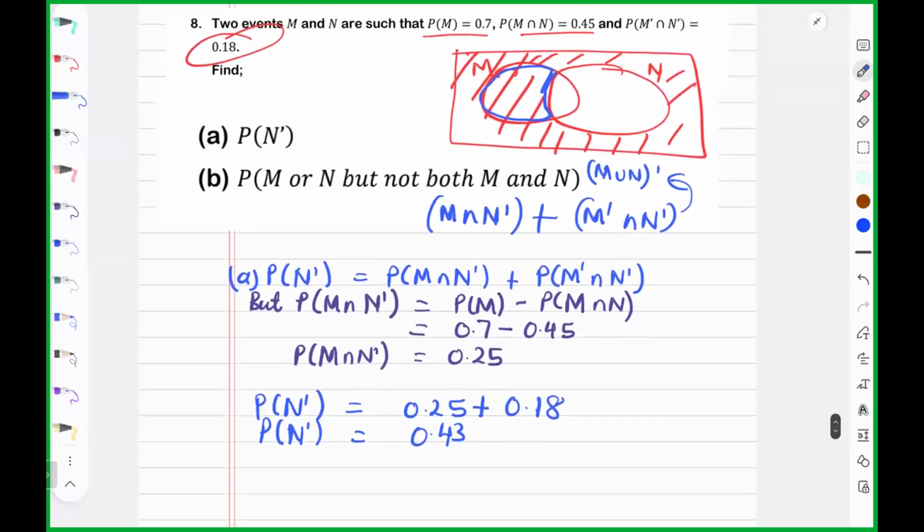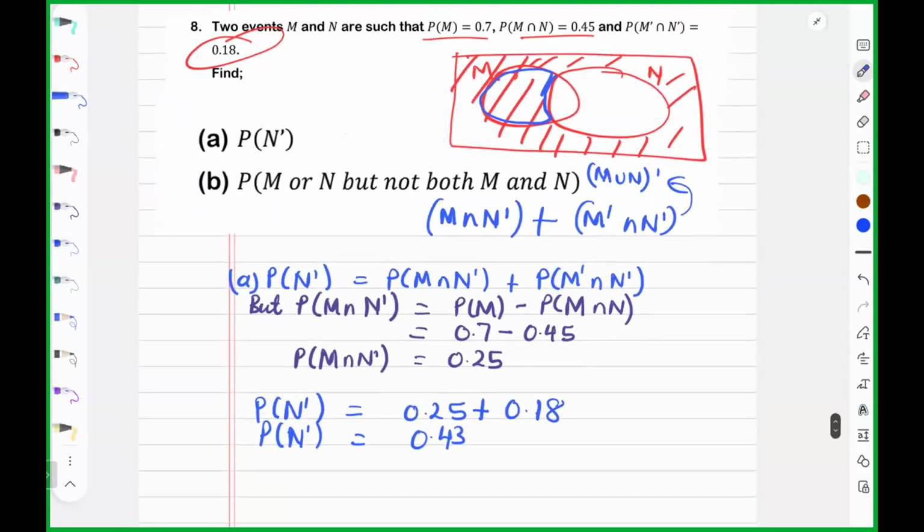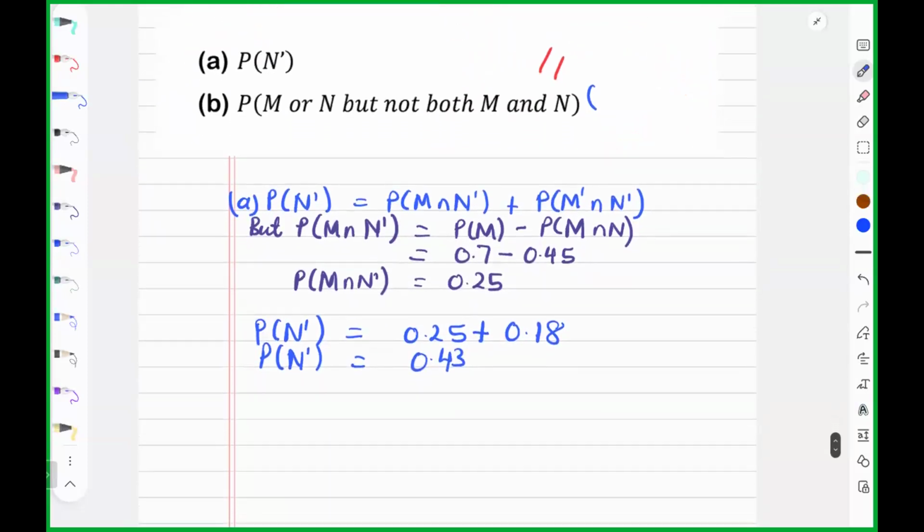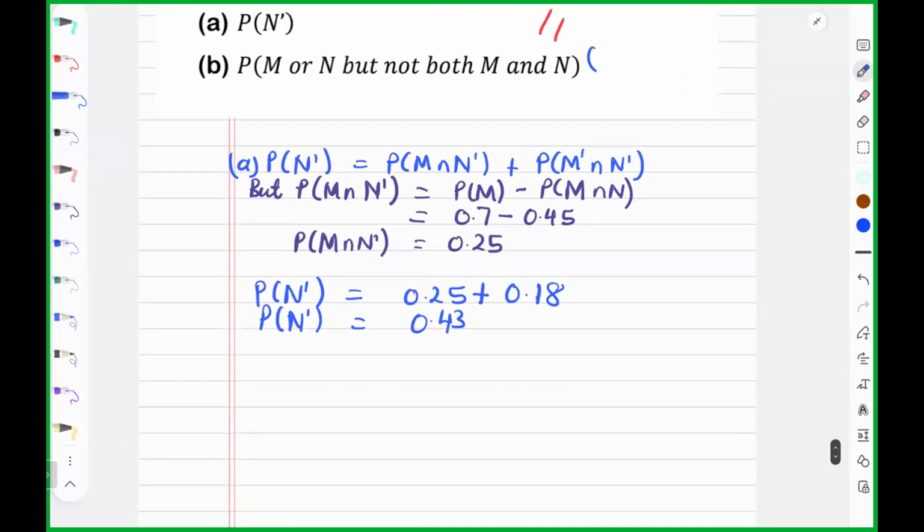Then part B wanted me to get the probability of M or N, but not both M and N. So probability of M or N, but not both. Sometimes it can be written, or given to you, like that: M or N, but not both.